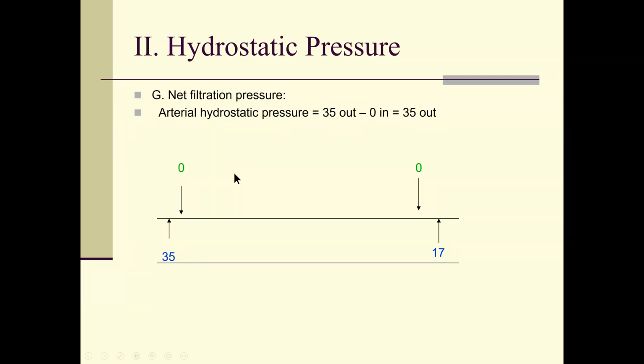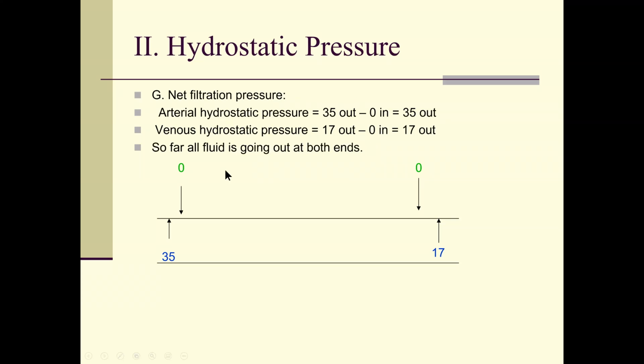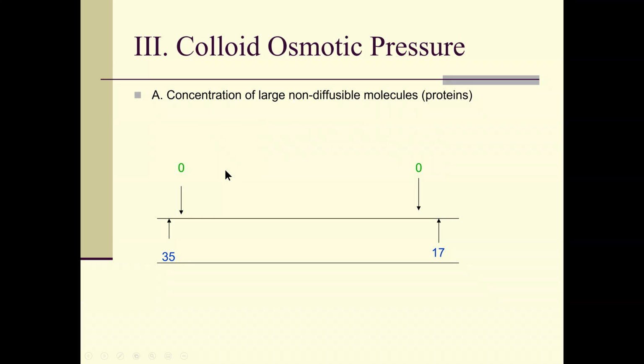Arterial hydrostatic pressure is 35 out and 0 in, so 35 out. Venous hydrostatic pressure is 17 out and 0 in, so a total of 17 out. So far, all fluids are going out both ends.